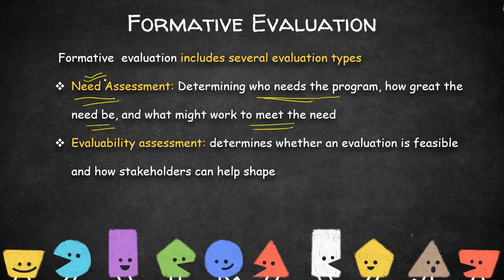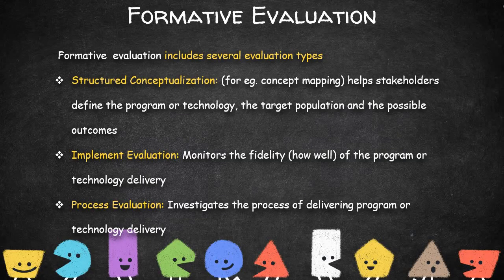So normally, let's say training, and you could find the same word, training needs analysis or assessment. So who needs training and how it could be addressed, etc. Those things are predominantly from the needs assessment type. The next type of formative evaluation is evaluability assessment. So whether an evaluation is feasible or not, that is what we are interested in. Can stakeholders help in some way to shape the evaluation process? That is to do with evaluability assessment, whether evaluation is possible or feasible in a given setting or situation.